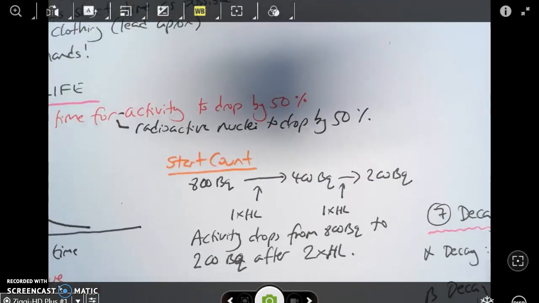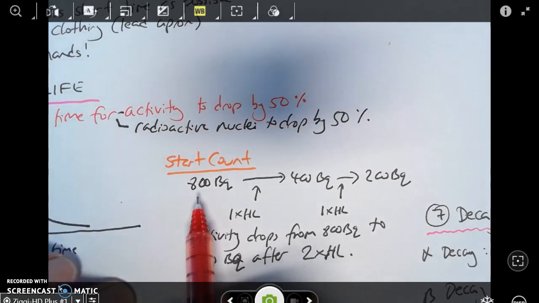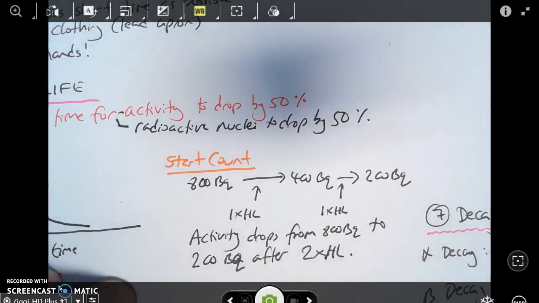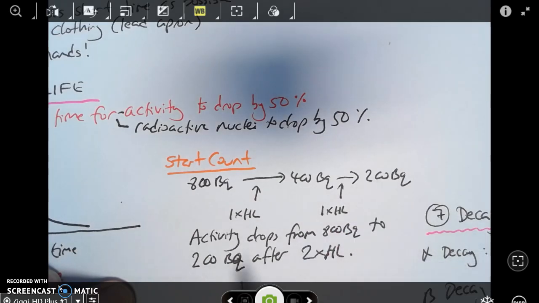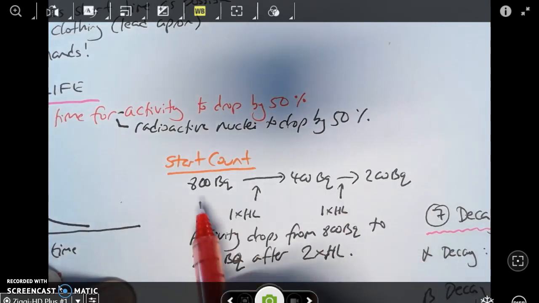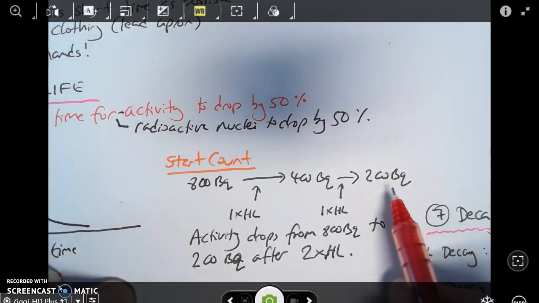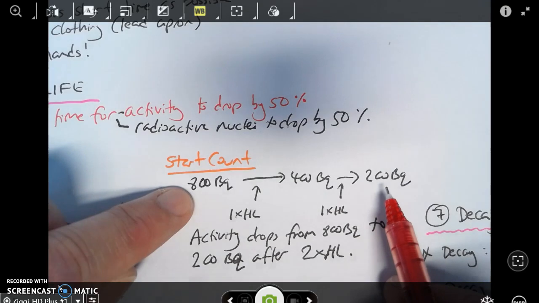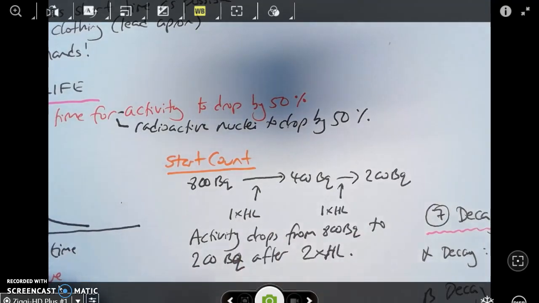Sometimes you might be asked to calculate a half-life, and the way these work is you might be told that something has a count rate or an activity of 800 becquerels to start with, and ends up at 200 becquerels. All you do is you write the start number, and you keep writing half that number until you get to the other number you were given. So 800, a half of that is 400, and a half of that is 200. And those are the two numbers we would have been given in the question. The gap in between each of those is one half-life.